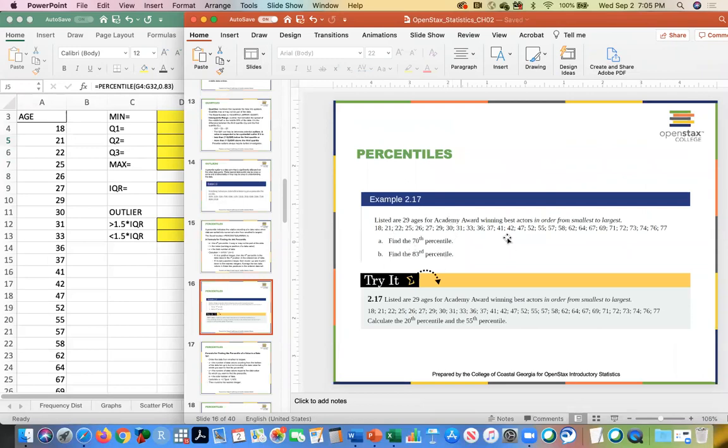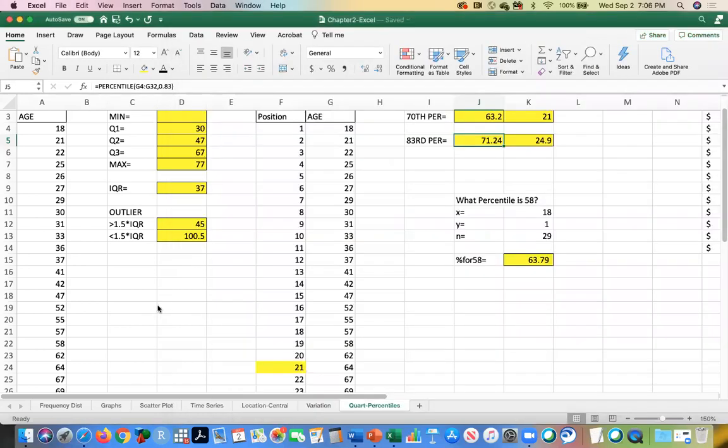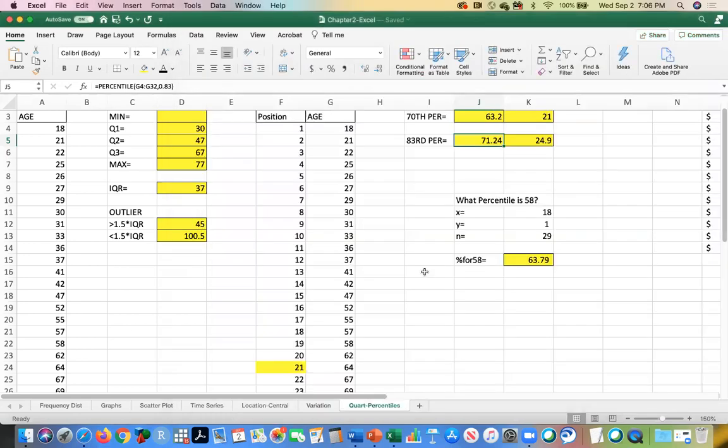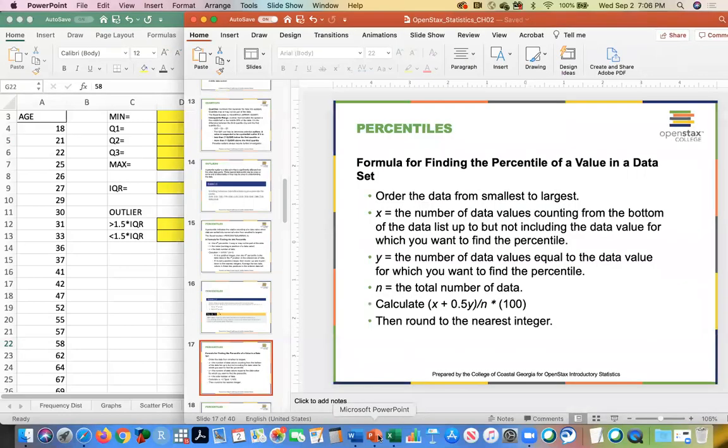So also, we have some other cases. So I did this part. You can do the 20th and the 55th percentile. So here we have also a formula for finding the percentile of a value in the data. So you might be wondering what is the percentile for 58? Well, I don't know. So I'm going to find the percentile for that particular value. So the book is suggesting a formula.